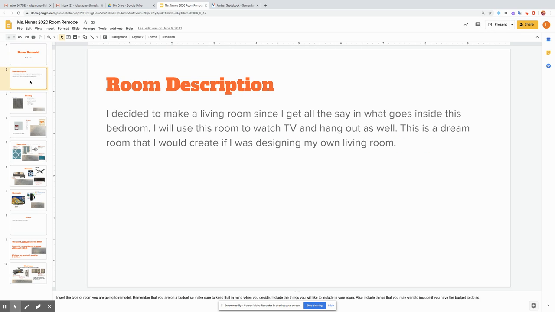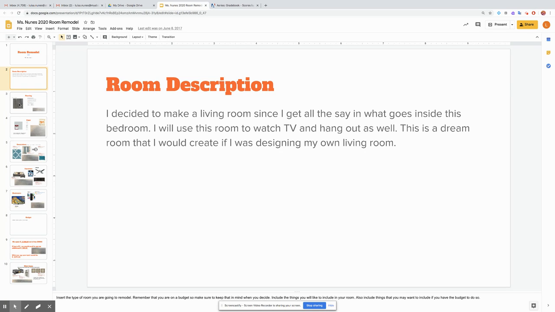On the next slide, so this part should also be done, is your room description, describing what kind of room you're doing and why you picked it. So this is where you can get creative. You don't need to write what the dimensions of the walls are and all those things because that's part of the project.